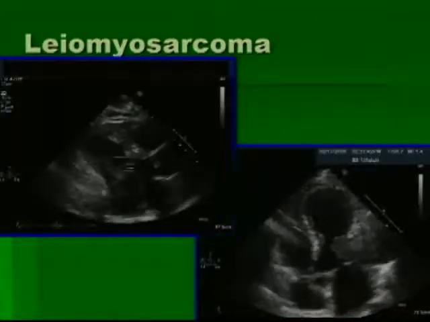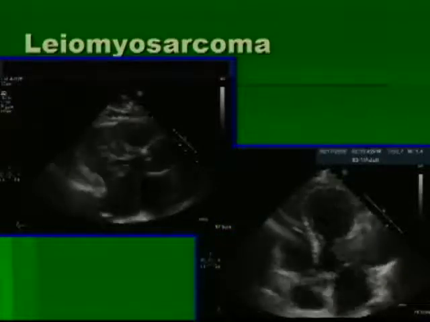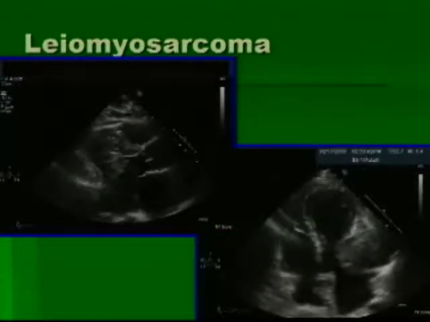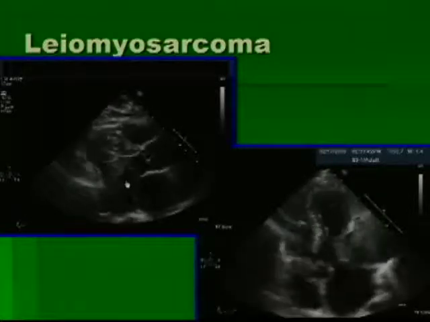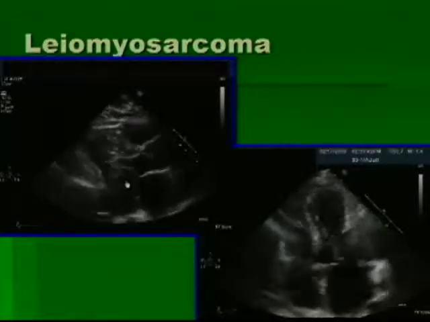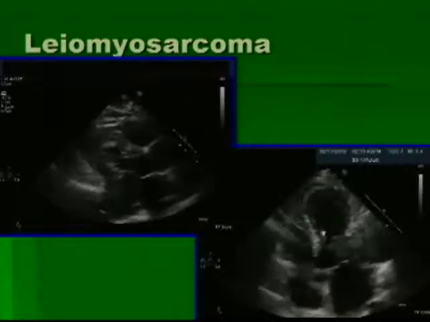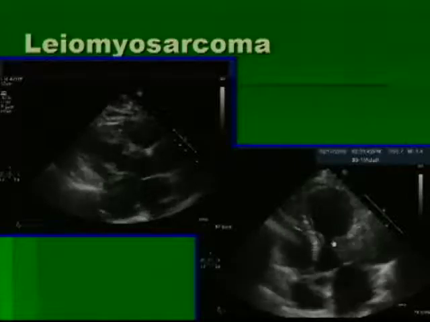Here's an example of such a case, leiomyosarcoma. You can see this very large tumor located at the base of the infralateral wall, extending out from the heart into the pericardium. You can see how it's obstructing mitral inflow and also obstructing outflow through the left ventricular outflow tract.